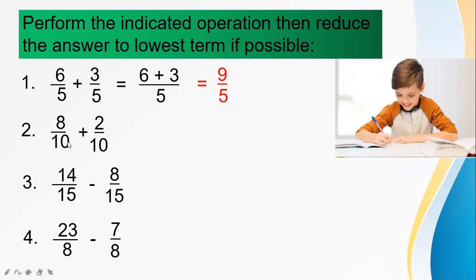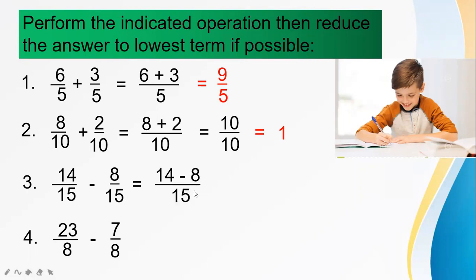Next, number 2 is 8 over 10 plus 2 over 10. So again, you add the numerators, then copy the denominator. So add 8 plus 2 over 10. 8 plus 2, we have 10 over 10. Then simplify, you divide 10 divided by 10. The answer is 1.